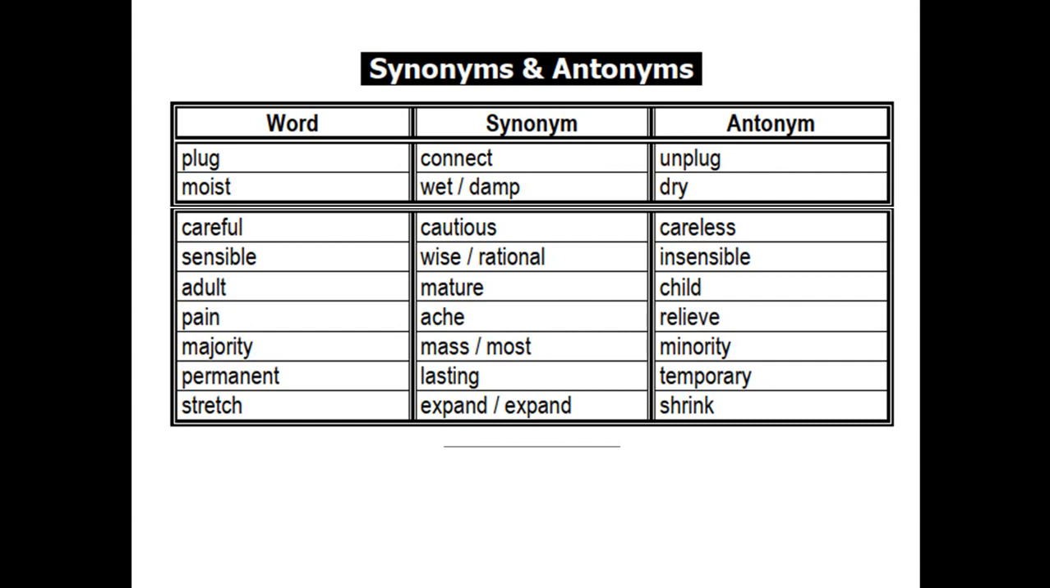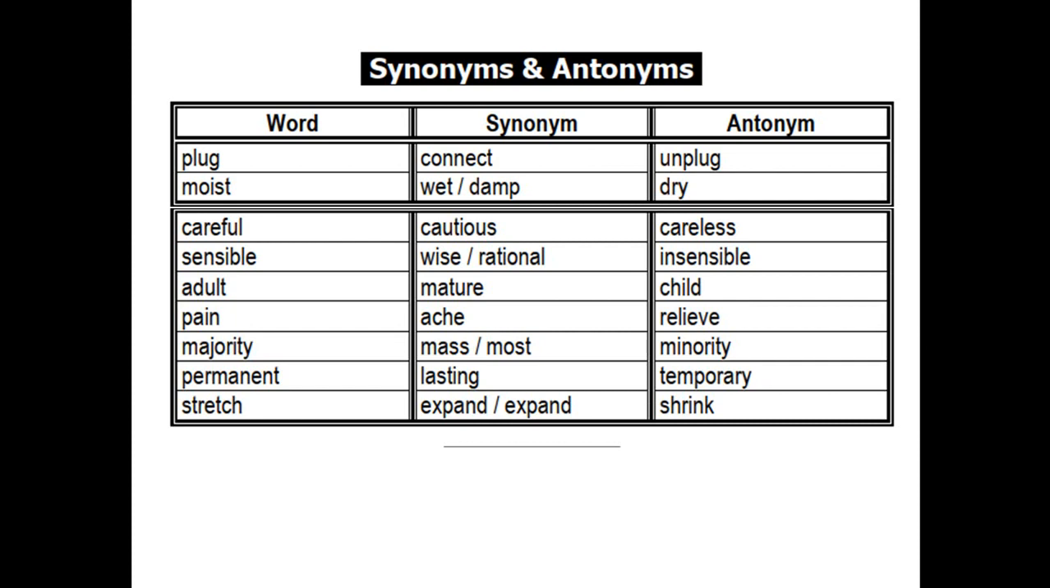Sensible means wise, rational. This means you think well, you think clearly, you have good opinions. You have wise opinions. The antonym of sensible is insensible. Adult means that you are grown up enough to think well and to depend on yourself and to have responsibility. This means mature. And the antonym is child.